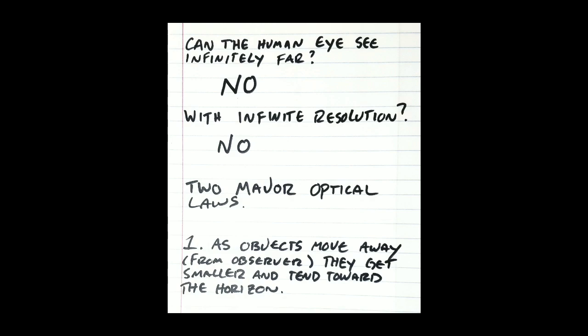So the first two questions that a lot of people don't even think about. Can the human eye see infinitely far? No. Can the human eye see with infinite resolution? Meaning, you know how cameras have a certain number of pixels when you take a picture? Is it like the human eye has infinitely many pixels? And no, it's just not true. And just keep those in mind.